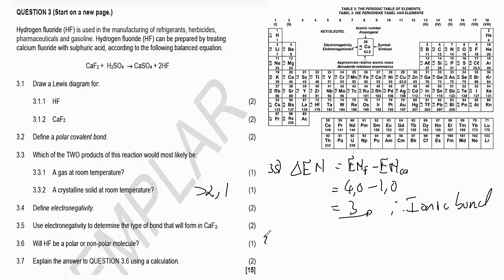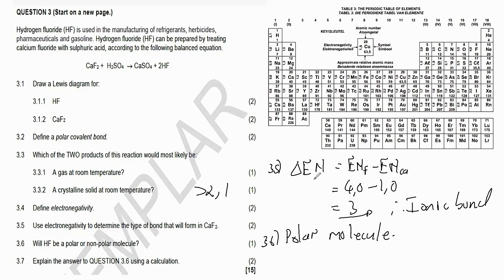And then 3.6, they say, will HF be a polar or non-polar molecule, right? Now, based on this, should it be a polar molecule or non-polar molecule? Obviously, our change in EN is greater than 0, which makes it a polar molecule, right? Because we say there is an uneven distribution of the electron density.